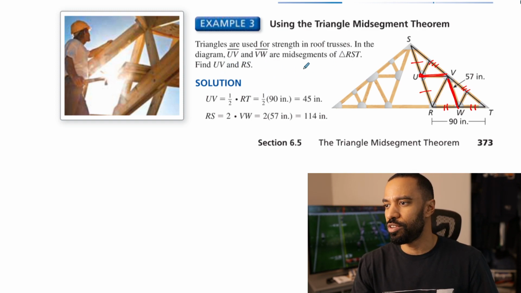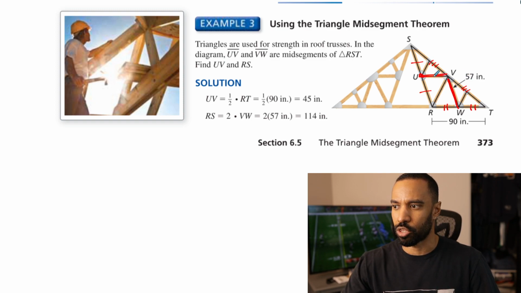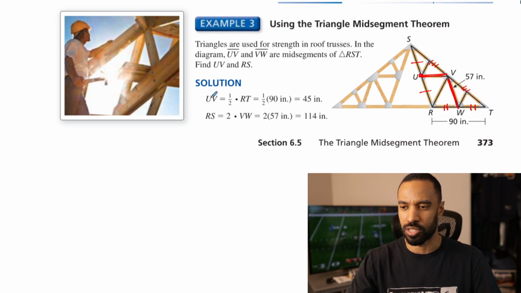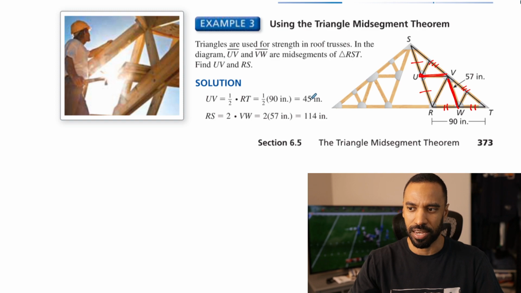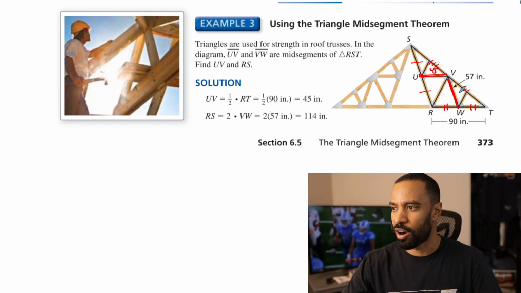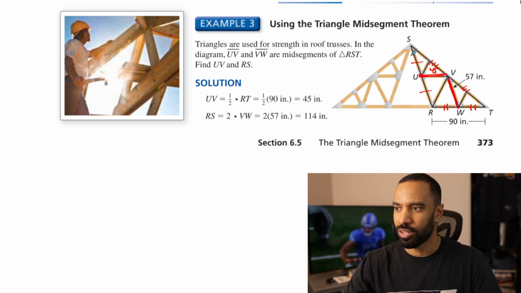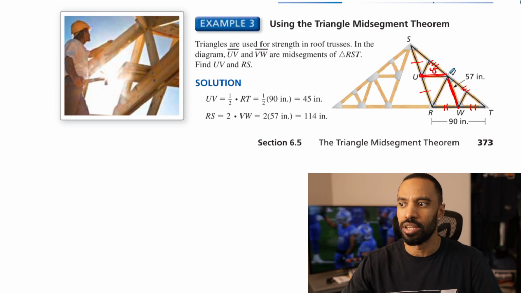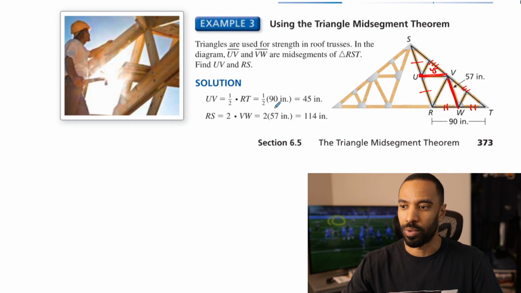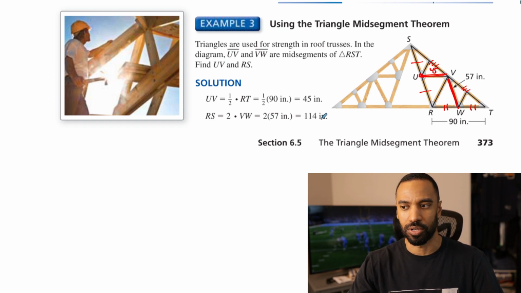They say find UV and RS. So UV is this length right here. Now UV should be half the length of RT. RT is 90, UV is the one that's parallel to 90. So being half of RT, half of 90 is 45 inches as they put. And then find the length of RS. RS is this entire length right here. It would be 2 of these guys. Now one of these guys is 57, VW being the one parallel to this one. It's a mid-segment. Over here we get a double 57 and we get 114 inches.